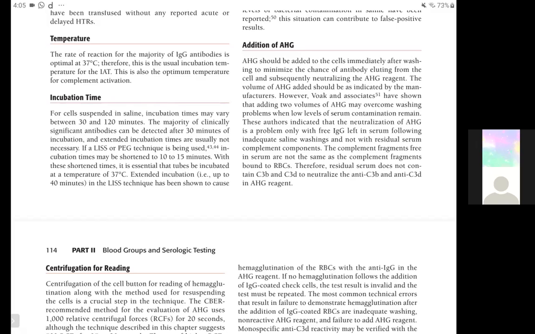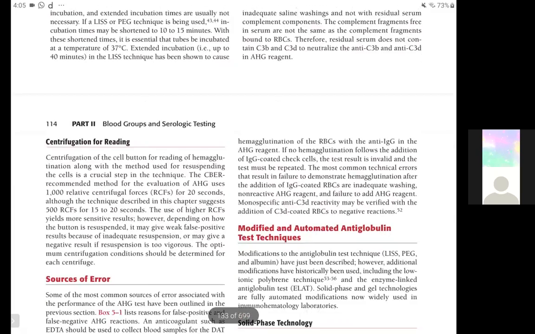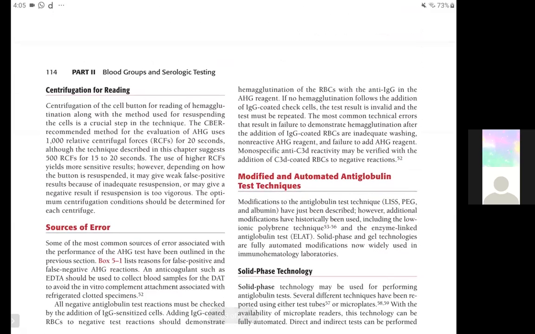And then the centrifugation speed, we have gone through it, is ideally 1000 RCF for 20 seconds. Increasing the centrifugal force would cause false positive agglutination, and decreasing it too much, below 500 RCF, would cause false negative results. It would not cause the RBCs to become agglutinated. And also depending on how the button is resuspended, for example, vigorous shaking would cause a negative result, and inadequate resuspension would cause false positive results.